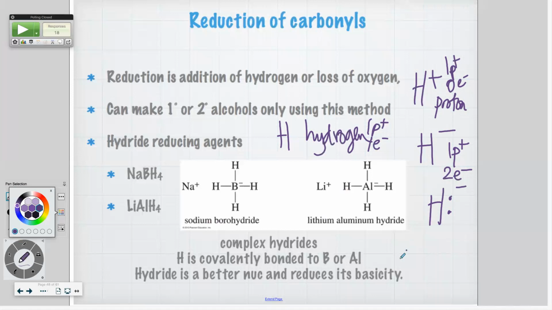Remember, your carbonyl is polarized. How's it polarized? The carbon end is delta plus, the oxygen is delta minus. So if you're H minus, where do you go? You're going to end up here.